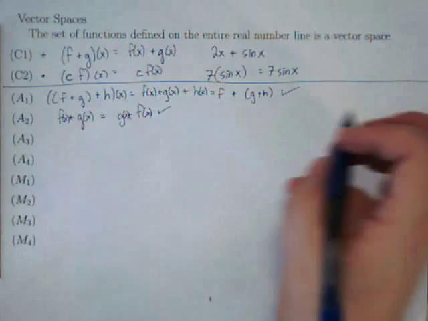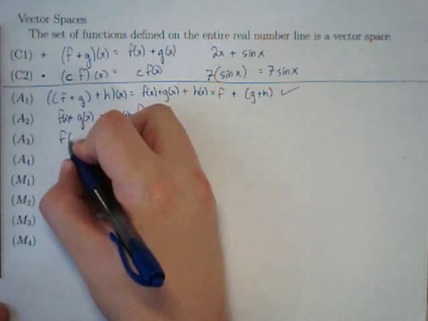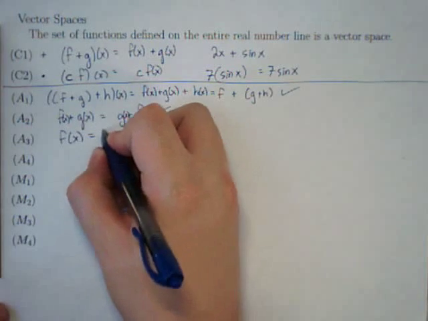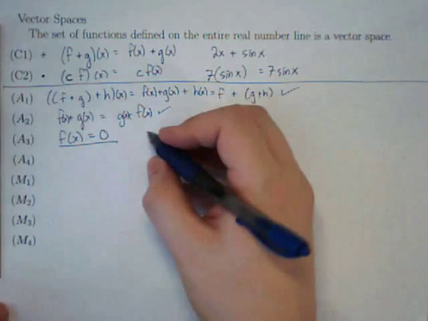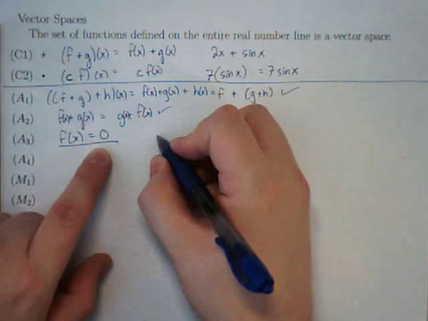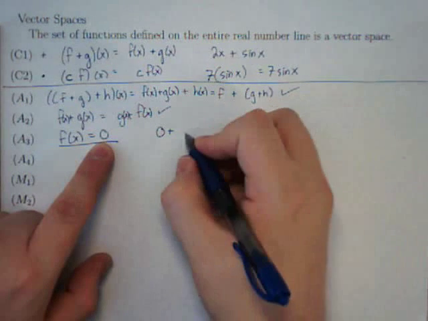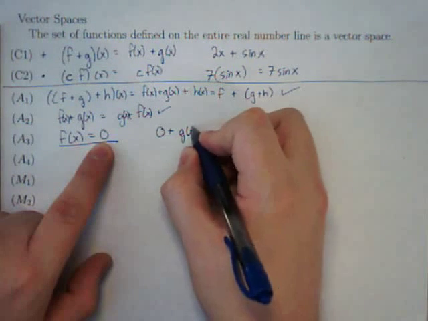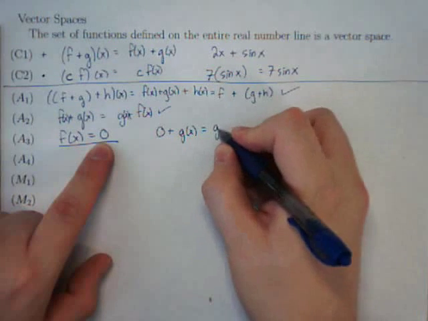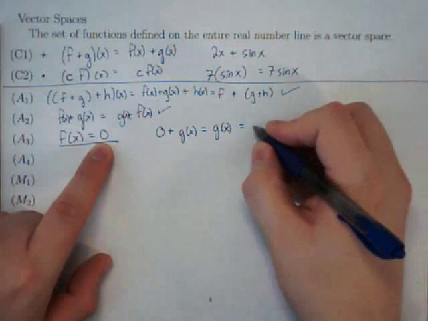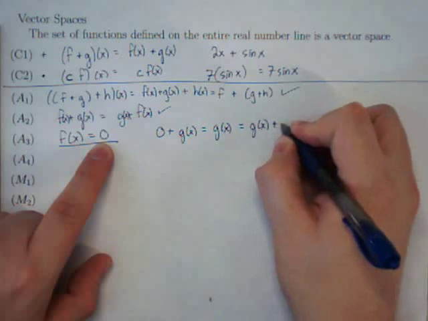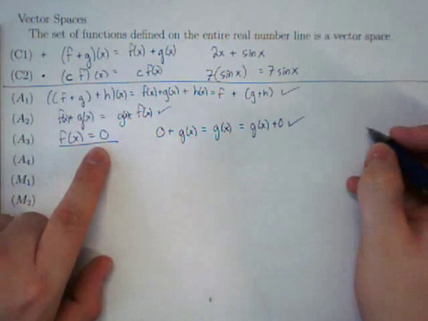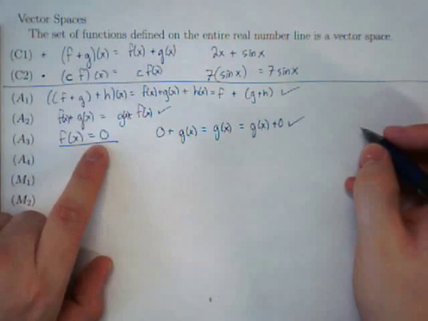The third axiom says there is a 0 function. The 0 function is: put in x, get out 0. That function satisfies that if I take 0 and add it to any other function, I get g of x, which is the same thing as if I were to take g of x and add 0 to it. So we satisfy the third property that there is a 0 vector.